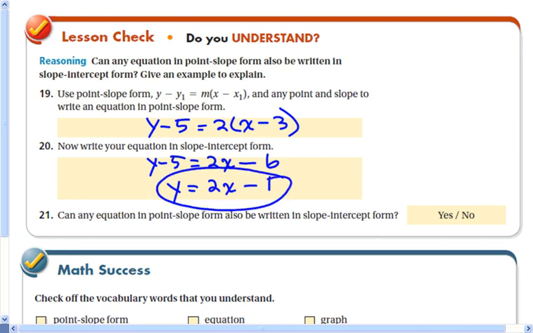So can any equation in point-slope form also be written in slope-intercept form? Sure enough. All right, that's the lesson. See you tomorrow.